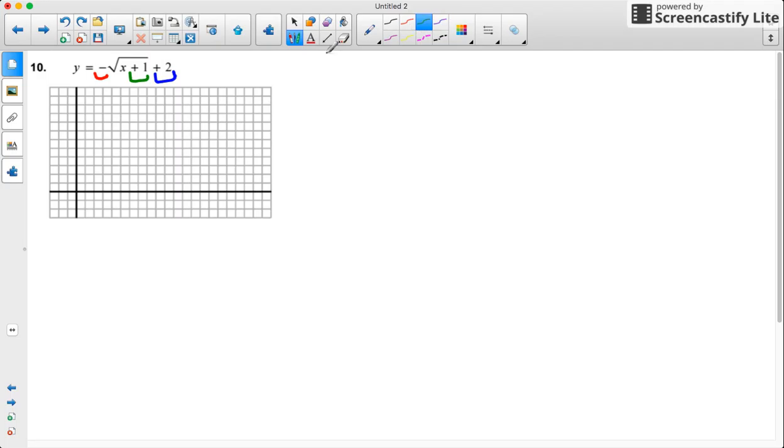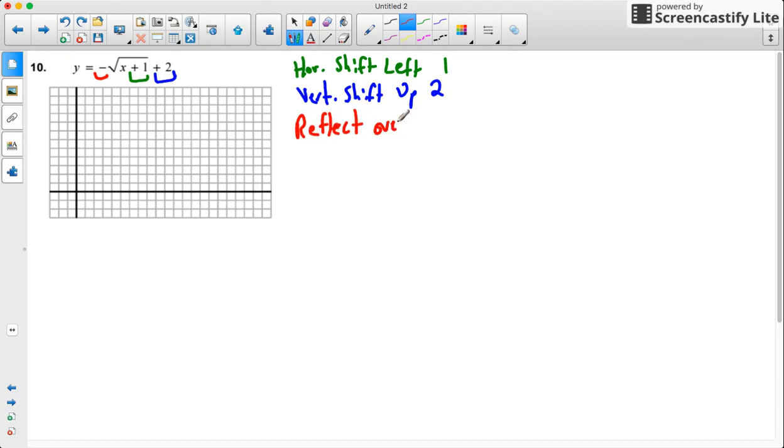So right off the bat I see that this plus 1 on the inside is going to give me a horizontal shift to the left 1 unit. This plus 2 on the outside of my radical means I'm going to have a vertical shift up 2 units, since I'm adding 2. And then finally this negative on the outside is going to cause this whole thing to reflect over the x-axis. So all three of these things are changing from the parent function y equals the square root of x.